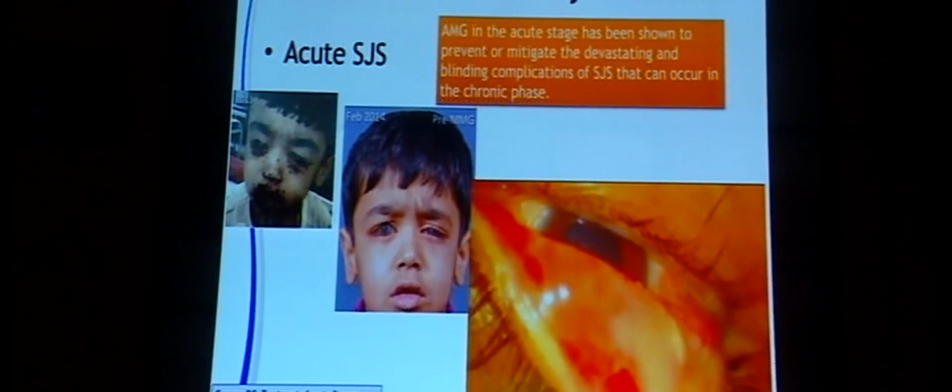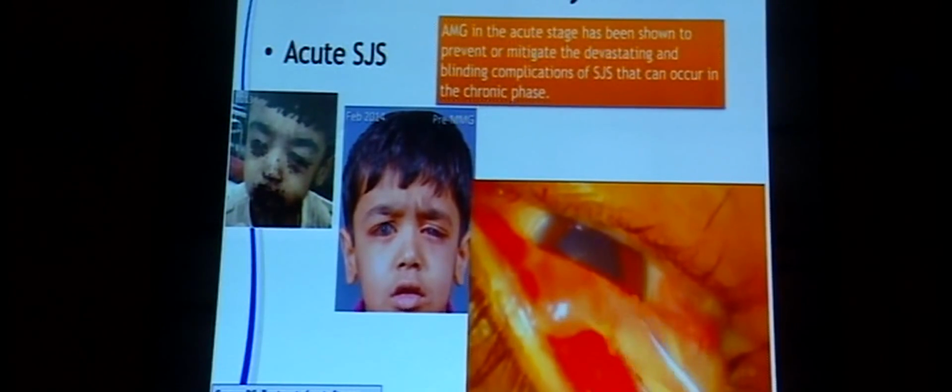And it has been shown that amniotic membrane grafting at this stage has been able to prevent or mitigate the devastating and blinding complications of SJS that can occur in the chronic stage. Now, how is it done?